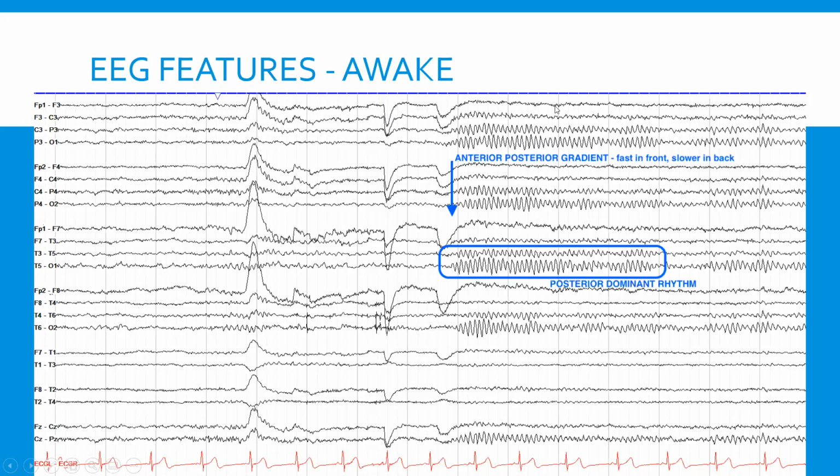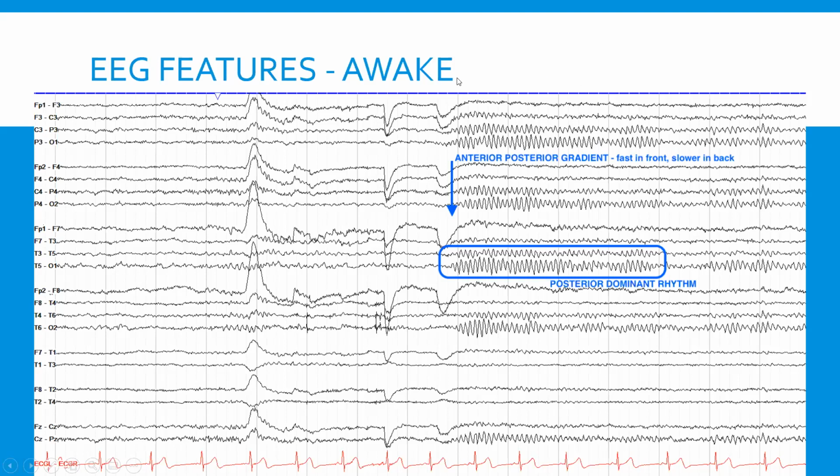And each division is 1 second. So there's 10 for 1 second. And that means this is 10 hertz. So this is a 10 hertz posterior dominant rhythm, right? So that's totally normal. In a normal adult human being, it should be from 9 to 12. So if it's between 9 and 12, this is totally normal. And this is what you can see when they're awake but their eyes are closed.